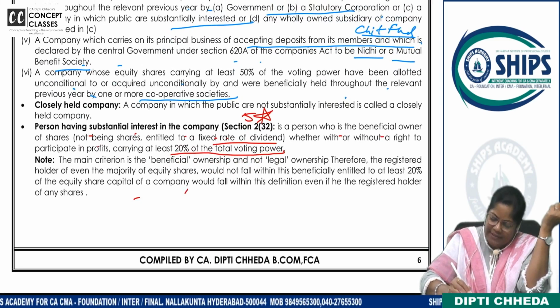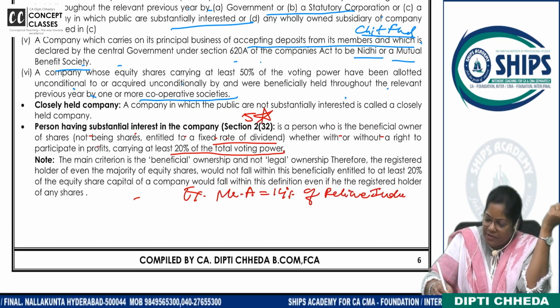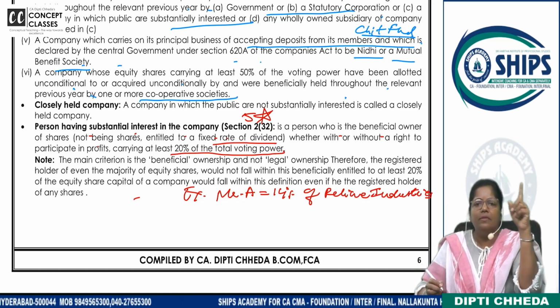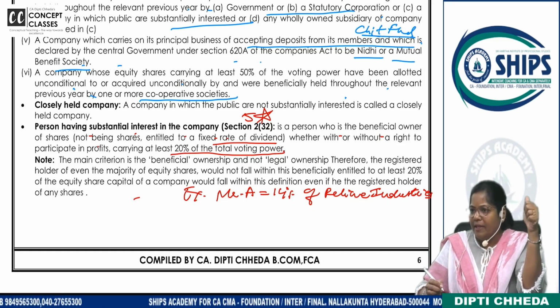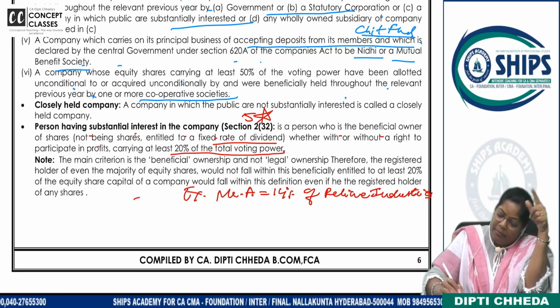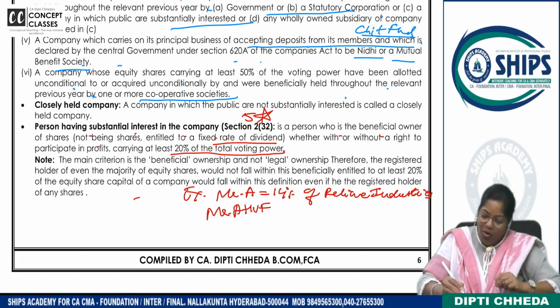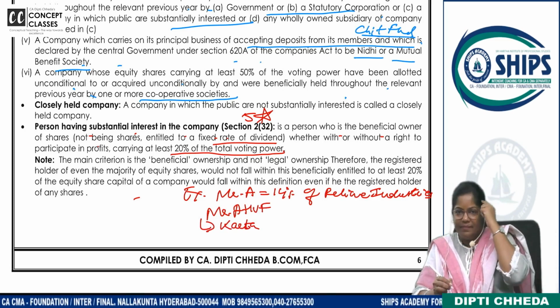क्या पता? Look at this example. Mr. A is holding 14% shares of Reliance Industry. Is he having substantial interest in the company? No. Because for substantial interest, what do you need? 20% of the voting power. Mr. A is holding 14%. Mr. A का HUF है. You know HUF? Of that, Mr. A is Karta. You know who is Karta?